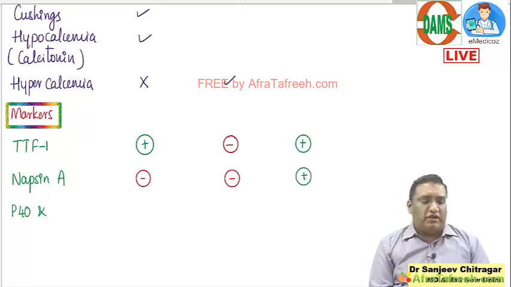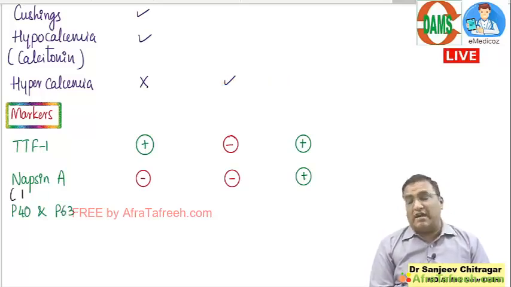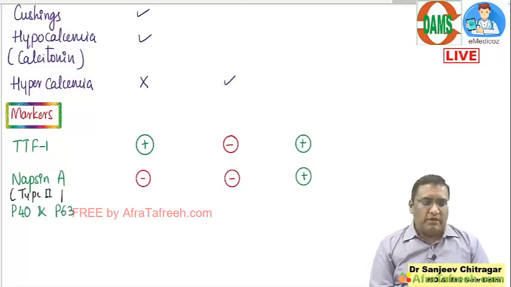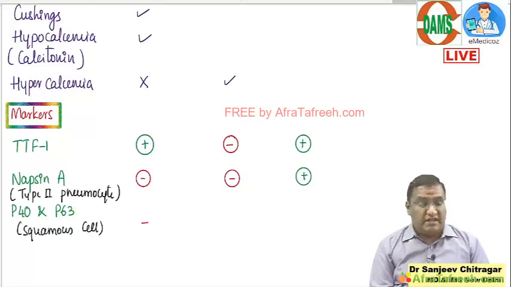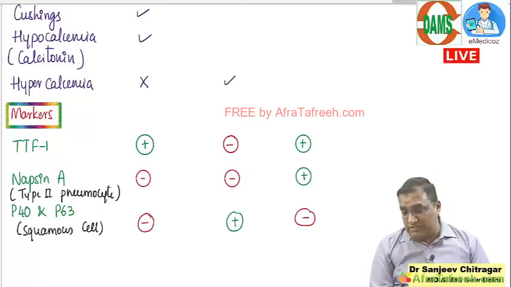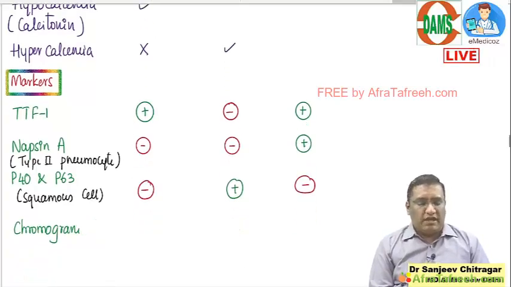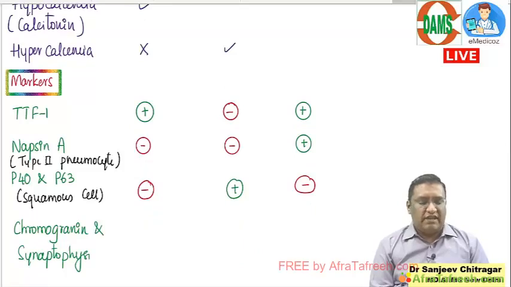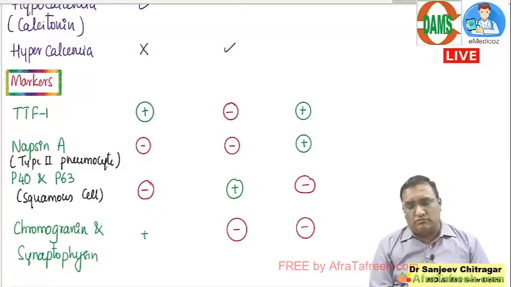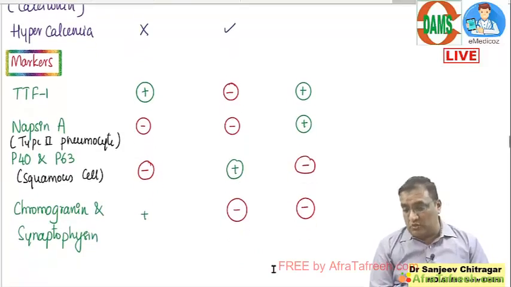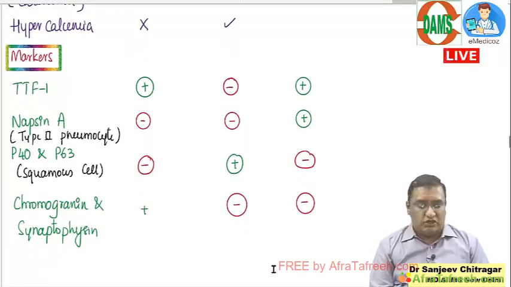Napsin is a marker for type 2 pneumocyte. P40 and P63 are markers of squamous differentiation, positive in squamous cell carcinoma. Next is chromogranin and synaptophysin. Both of them are positive in small cell carcinoma, and negative in the other two.